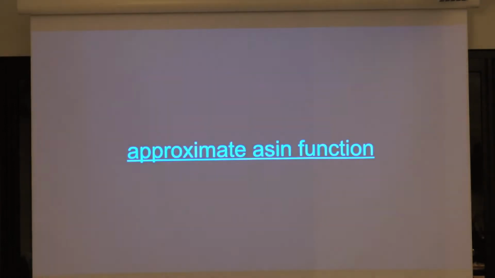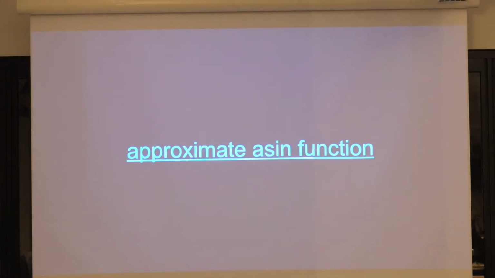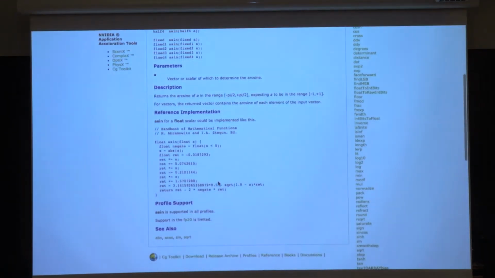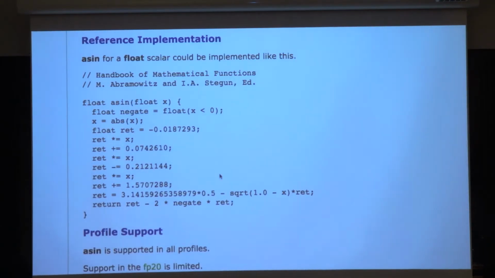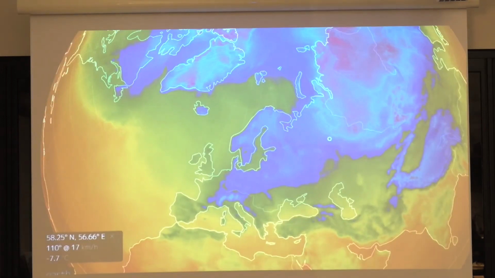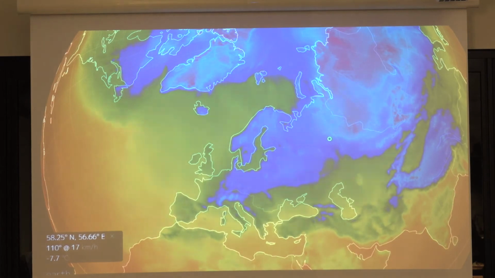Okay, what do I do? Let's approximate arcsine. That's easy. Someone wrote that for us. There we go. That approximates arcsine using simple multiply and add. Okay, so let's add that. Make my own arcsine. It worked! So weird.